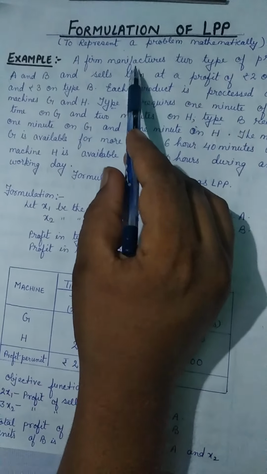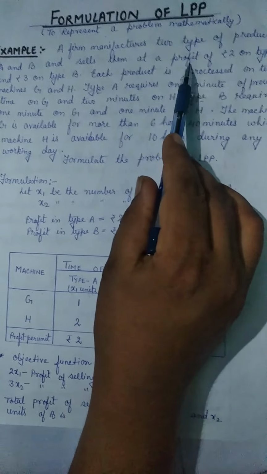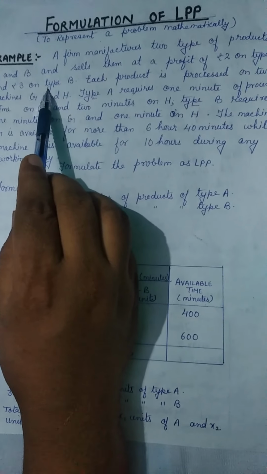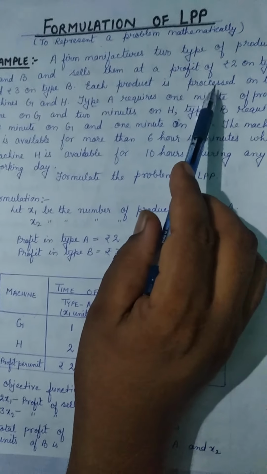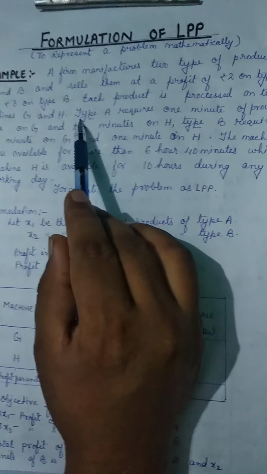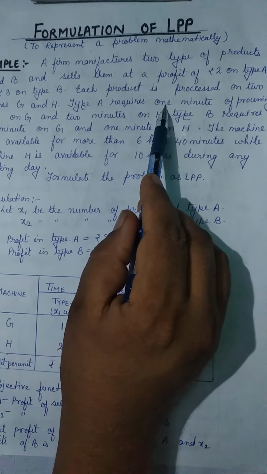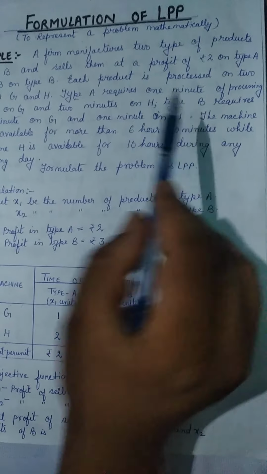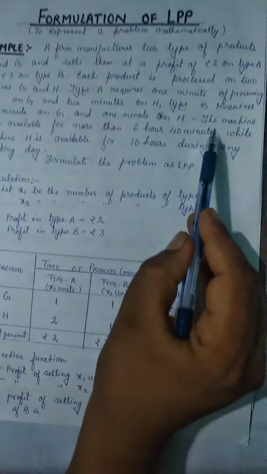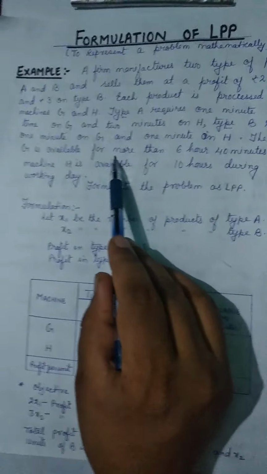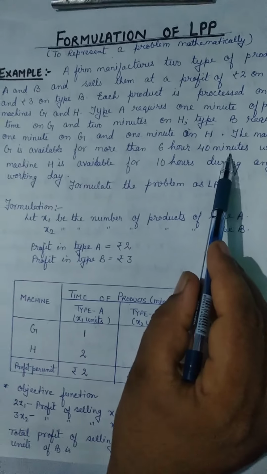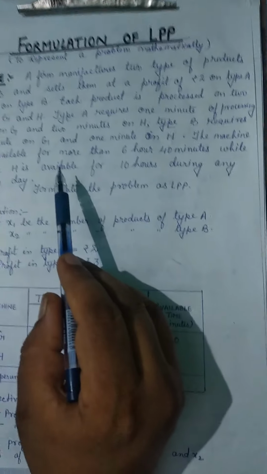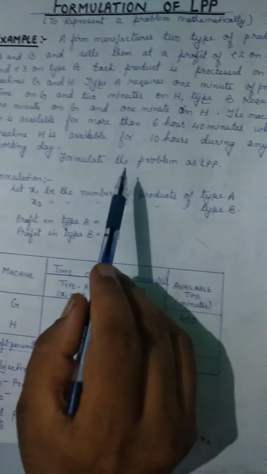So the example is, a firm manufactures two types of products A and B and sells them at a profit of rupees 2 on type A and rupees 3 on type B. Each product is processed on two machines G and H. Type A requires 1 minute of processing time on G and 2 minutes on H. Type B requires 1 minute on G and 1 minute on H. The machine G is available for not more than 6 hours 40 minutes, while machine H is available for 10 hours during any working day. Formulate the problem as LPP.